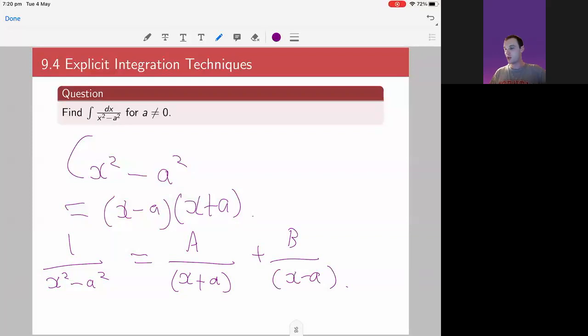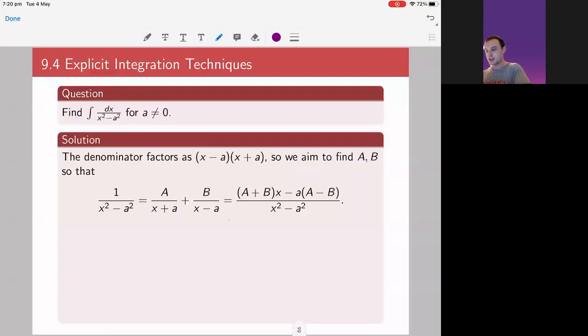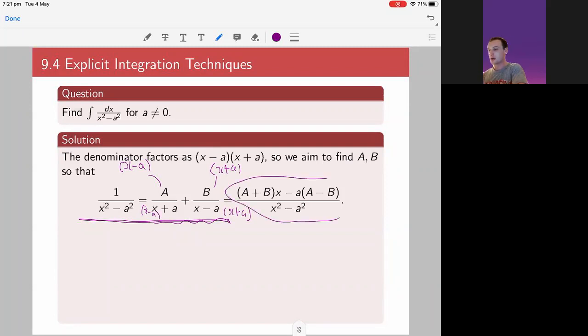So if we assume this, what's going to happen? Well, this is just what I wrote before. I want 1 on x squared minus a squared to look like a on x plus a plus b on x minus a. I now need to work out what these numbers a and b are. If I multiply top and bottom of the first fraction by x minus a, and top and bottom of the second fraction by x plus a, and combine the two fractions, I end up with this expression here.